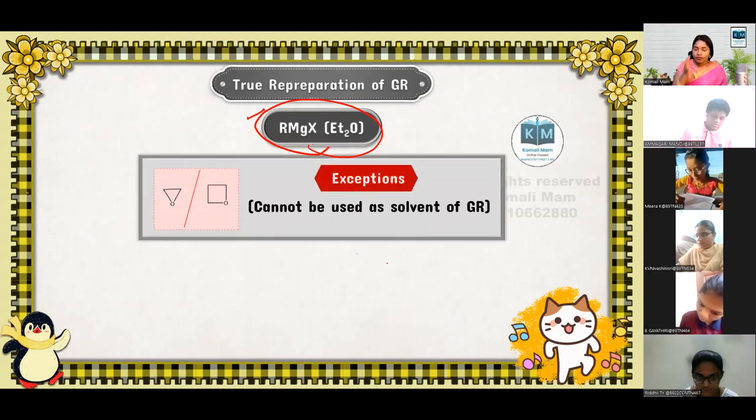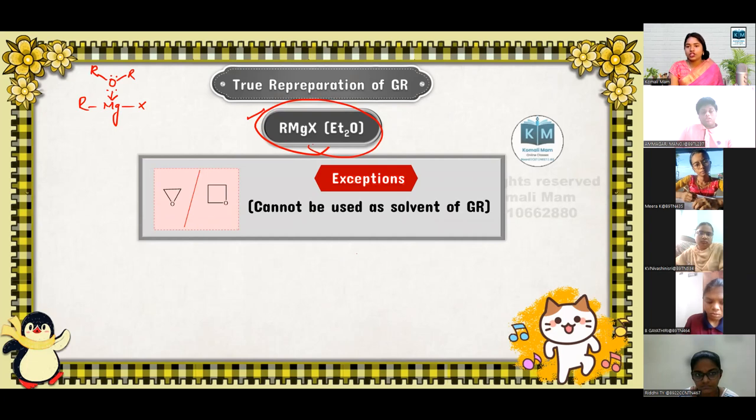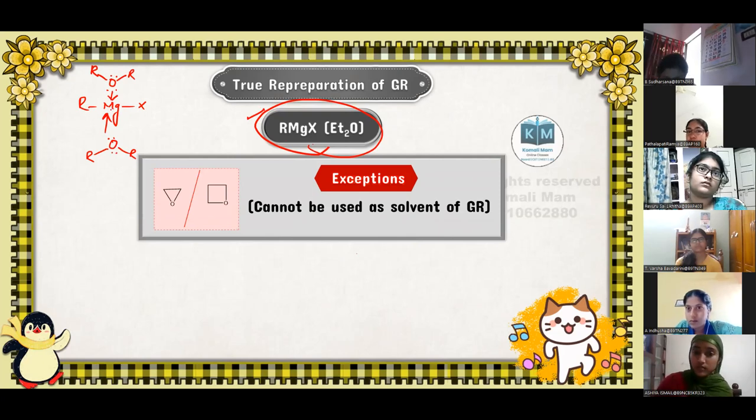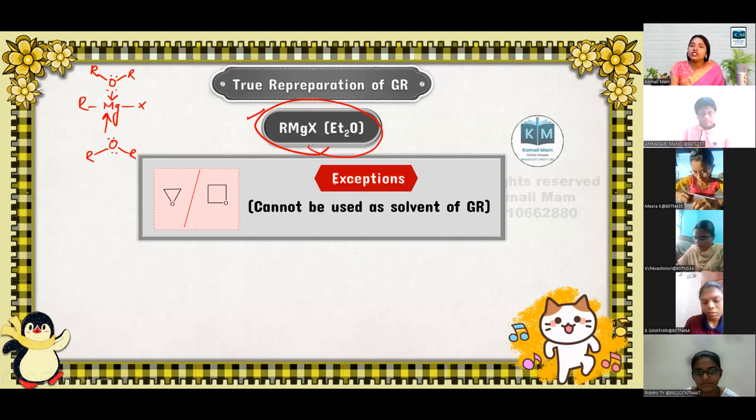See the next one. What this ether does is, for example, this is a Grignard reagent, RMgX. This is an ether molecule, ROR. This ether has lone pairs of electrons. Magnesium has vacant d orbitals. This lone pair, it donates to the magnesium. Understand?